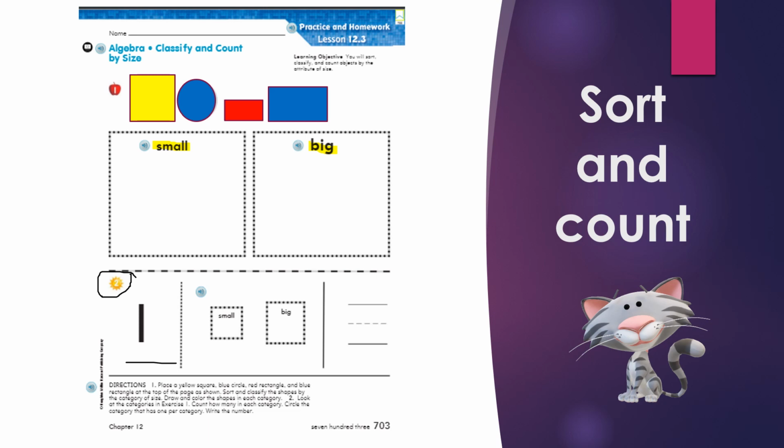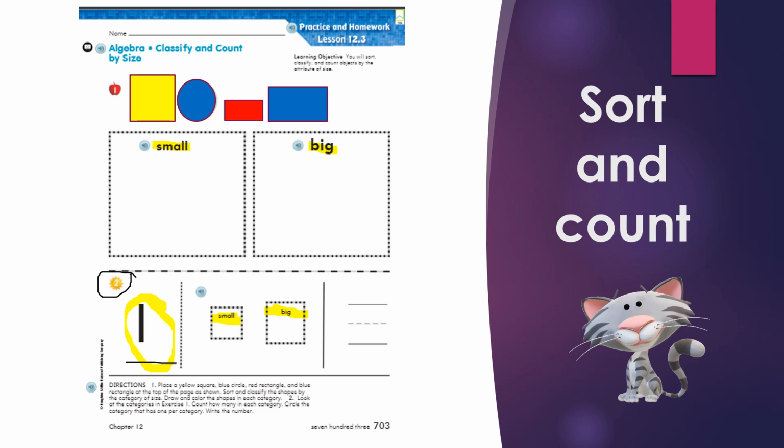Okay, so we're looking for one shape. So is that shape the small group that only has one shape? Or is it the big group of shapes that only has one item in it? Okay, remember you're going to circle the box, the small box or the big box, whichever one has only one item.